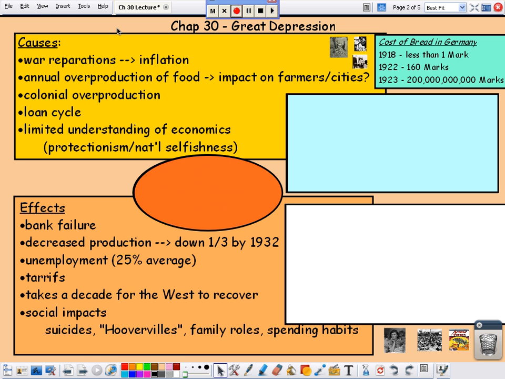What you see even a year later, and this shows you how quickly inflation takes hold. That same loaf of bread, 200 trillion. So we got 1,000, million, billion, trillion. So 200 billion. 200 billion marks for a loaf of bread. That same loaf of bread that 5 years earlier cost a mark. That's what inflation does when Germany prints off all this money.